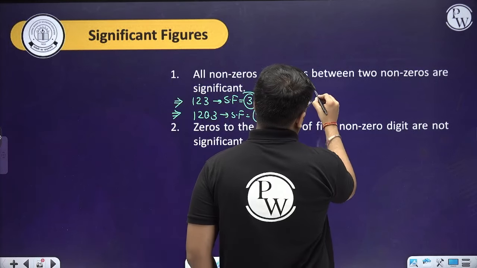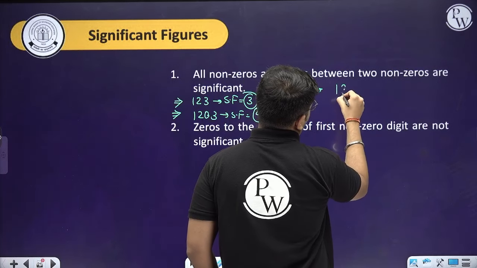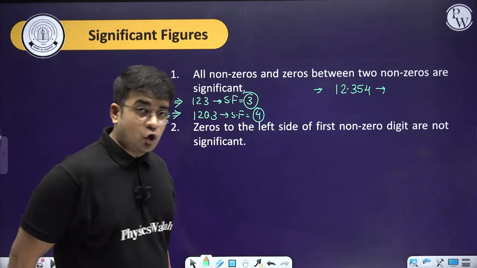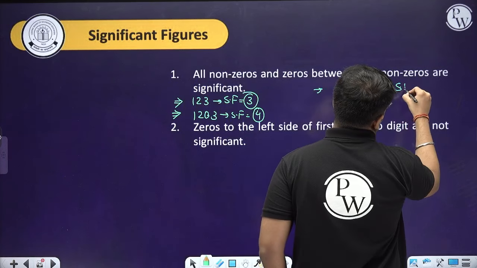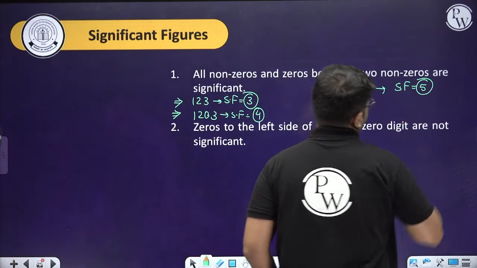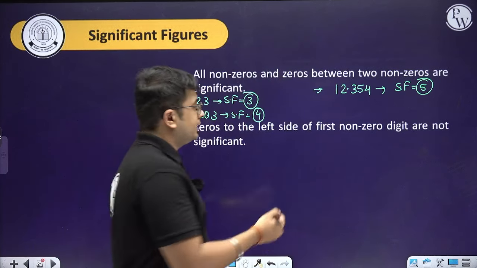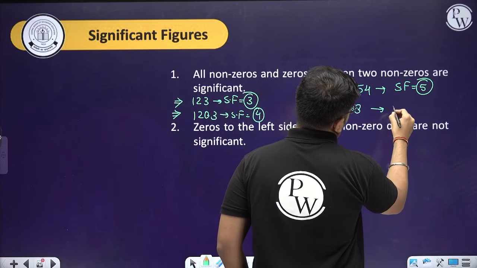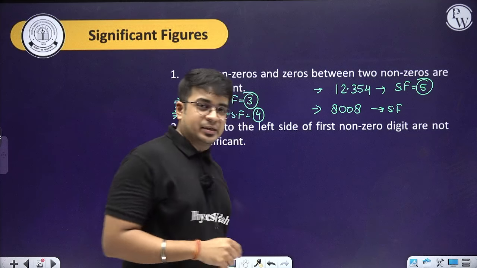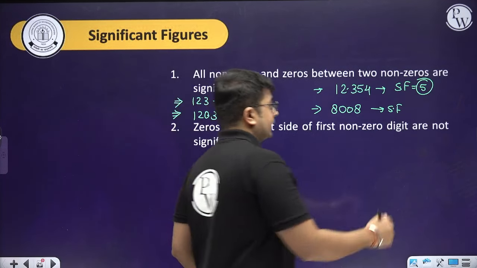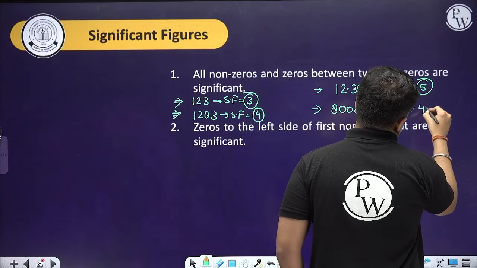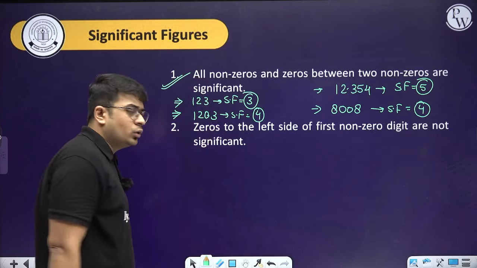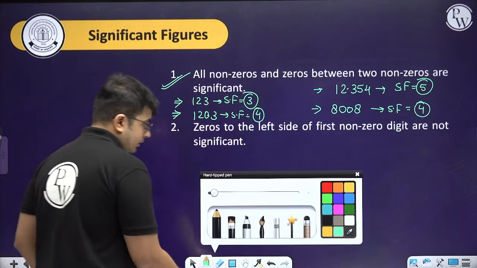For example, I have the measurement value 12.354. In this case, all the values are non-zero, so I can say total significant figures are 5. And let's say the next one is 8008. In this case, zeros are present between two non-zeros, so I can say there are 4 significant figures. I hope the first rule is clear to everyone. Very simple rule, very elegant rule. Okay, next part.